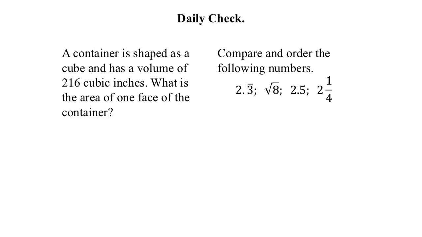A container is shaped as a cube. It has a volume of 216 cubic inches. What is the area of one face of the container? Ben, where'd you start on this one? You cube root 216 and you get 6. Okay, why did you cube root 216? Because it says cube and volume and cubic inches. Very good. So the cube root of the volume will give you 6.